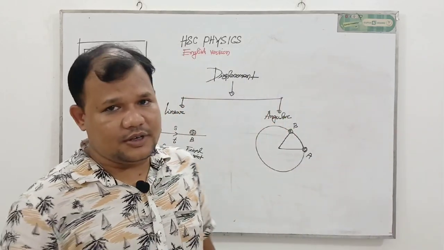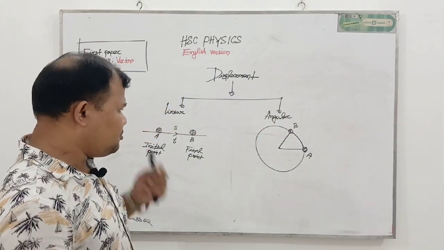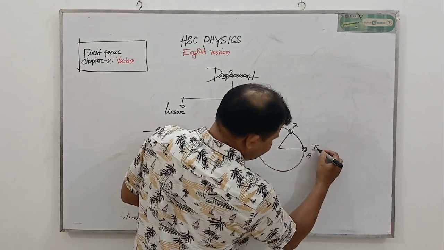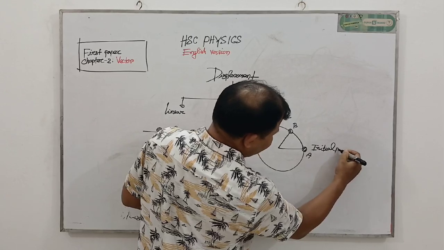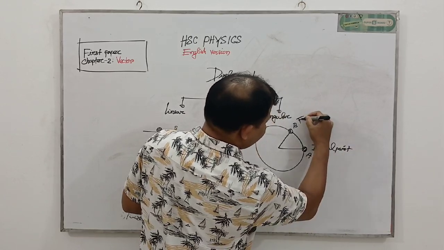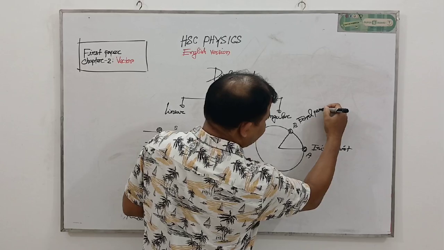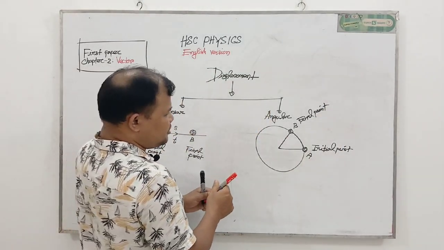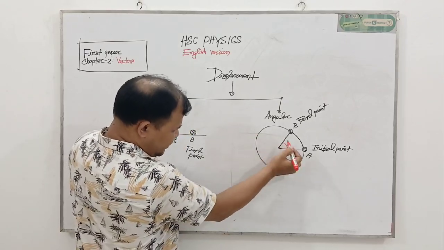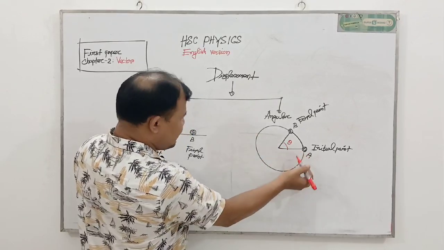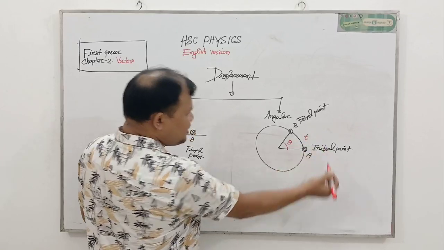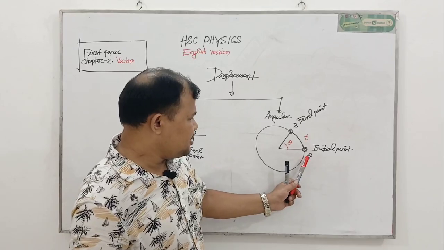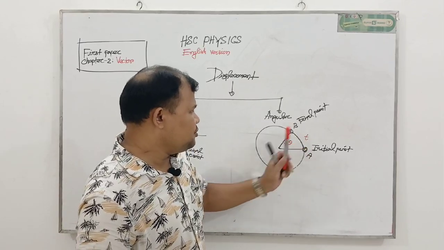How can we measure angular displacement? We can measure angular displacement with the angle. Suppose this is the initial point and B is the final point. Between initial and final we can clearly measure this angular displacement with the help of the angle. Suppose this angle is theta. How much time is needed to cover this angular displacement? Time t is needed. Within time t, this body covered angular displacement theta from A to B.